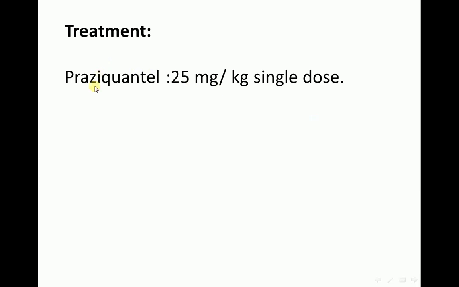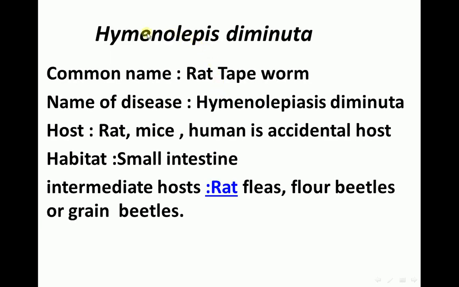Treatment: drug of choice is praziquantel, 25 mg per kilogram single dose. The other parasite, Hymenolepis diminuta, common name rat tapeworm, name of disease Hymenolepiasis diminuta. Hosts are rat and mice; human is an accidental host. Habitat also in the small intestine. Intermediate host: rat fleas, flour beetles or grain beetles.